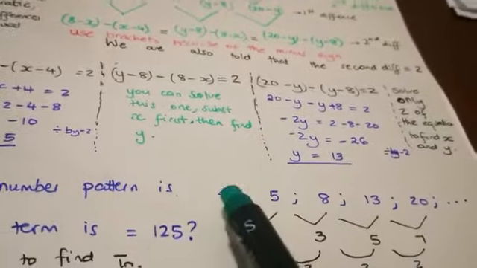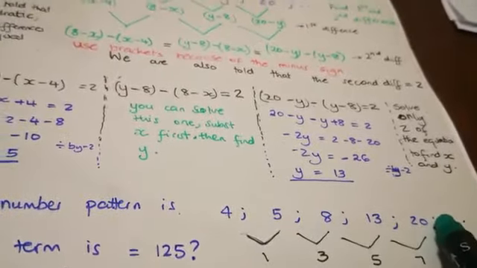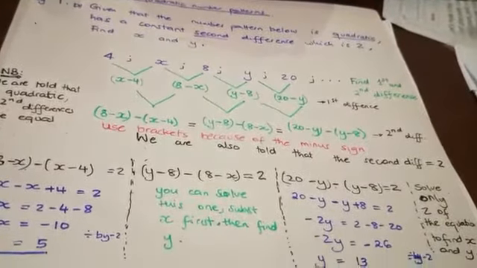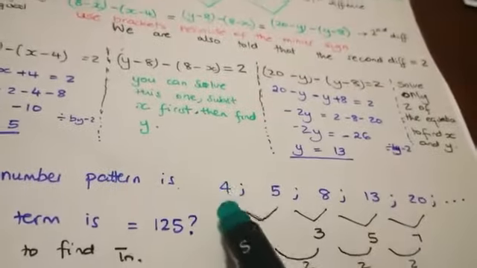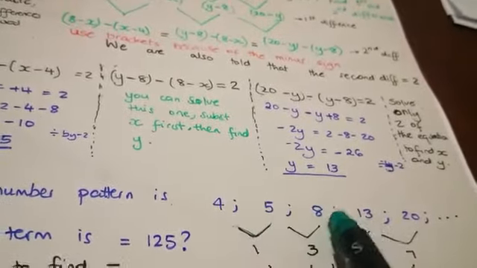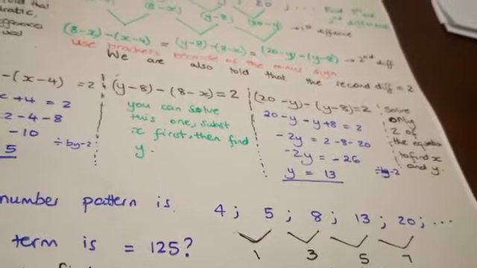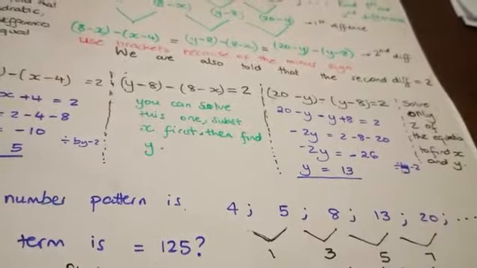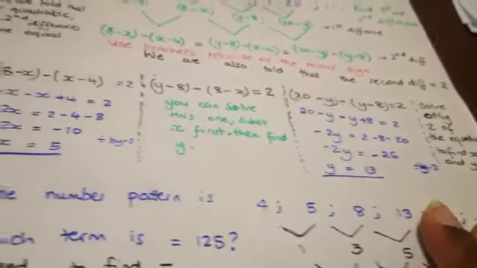Then you can rewrite the number pattern. So now instead of having 4x, 8, y, and 20, you can have 4, 5, 8, 13, and 20. So that's the number pattern. Now, if the number pattern is there, then you can answer any question that follows.